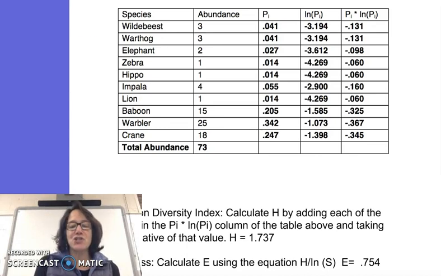The last calculation, the evenness, is a pretty straightforward formula. It's H, or the Shannon index, divided by the natural log of richness, or the number of species. So in this case, 1.737 divided by the natural log of 10, since that is how many species I had.